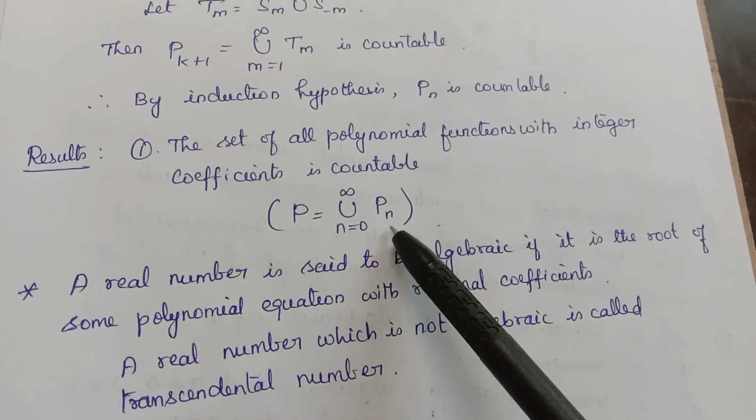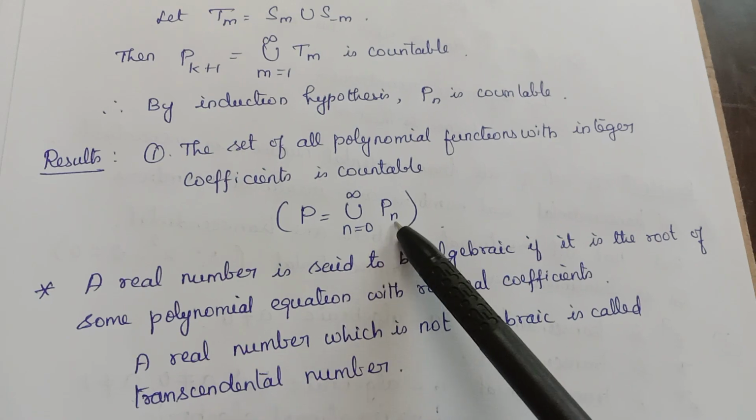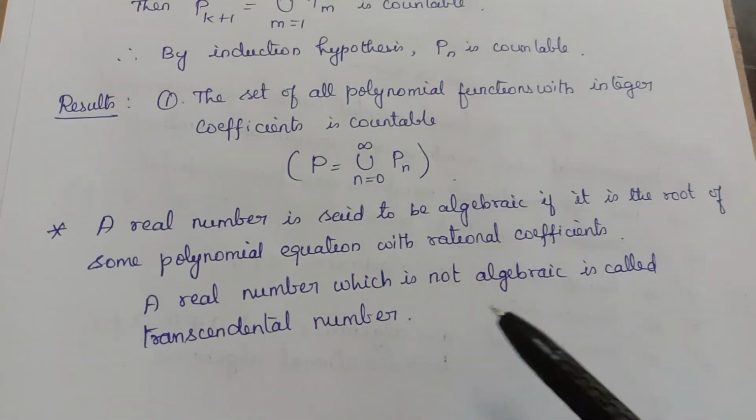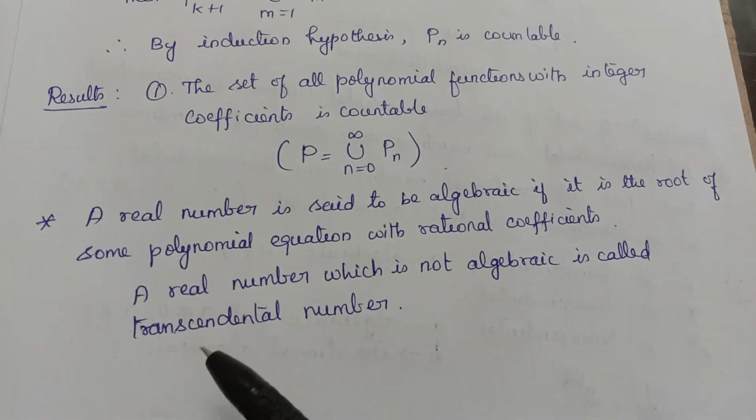So, countable union of Pn. Since each Pn is countable, P is also countable. Next one, algebraic and transcendental numbers.